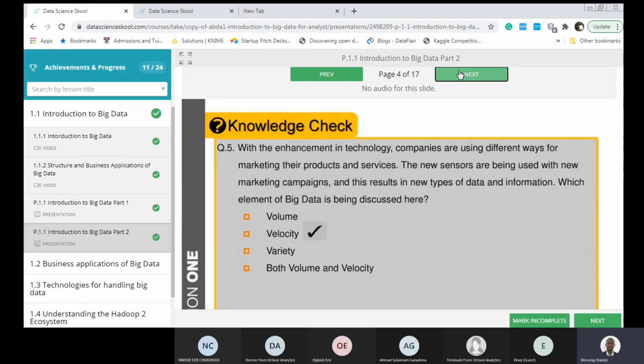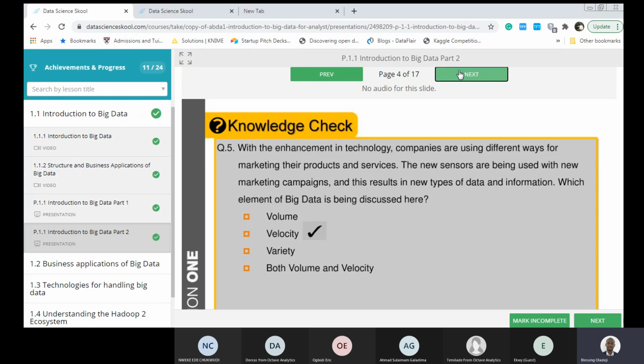I'll take the question again. With the elements of technology, companies are using different ways for marketing their product and services. The new sensors are being used with new marketing campaigns, and this results in new types of data and information. So which element of big data is being discussed here? Of course, the answer is there.